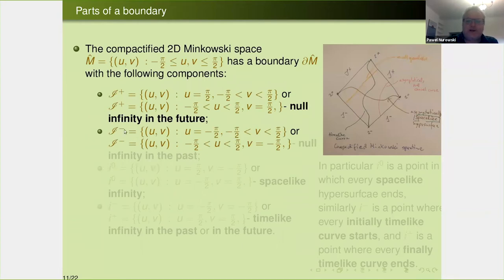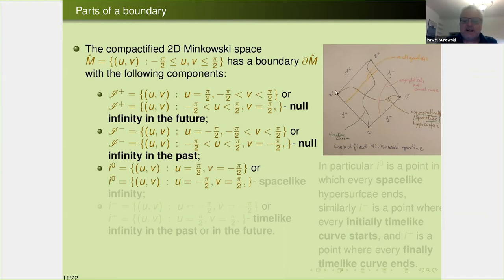As well, one has the other one, which is just scri minus, and this is the space where all the null curves start their existence. So this is called null infinity in the past. These boundaries, as you understand, are just infinities in the spacetime. And then the causal structure of this infinity is quite non-trivial, even for Minkowski space. So there is this scri plus where null curves end, there are scri minuses where null curves start, and there are these points that Boris is asking about.